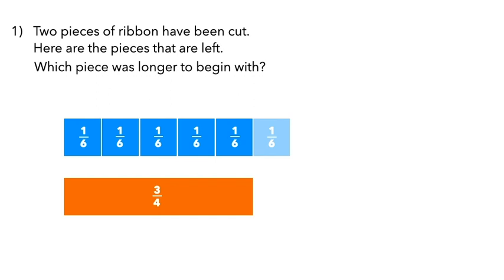Can we do the same with the orange ribbon? Well, the orange ribbon is 3/4 of it is left, so let's find out what a quarter is. If we split it into 3 equal parts, each of those parts must have been a quarter, and adding on one more quarter will get us back to the original piece. Now we know that if we take the same size bar to begin with and split it up like this, the quarter must be bigger than the sixth that we're adding on the end. Therefore, the orange ribbon must have been the larger one to begin with.